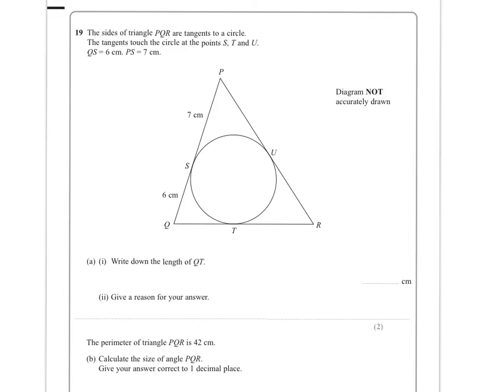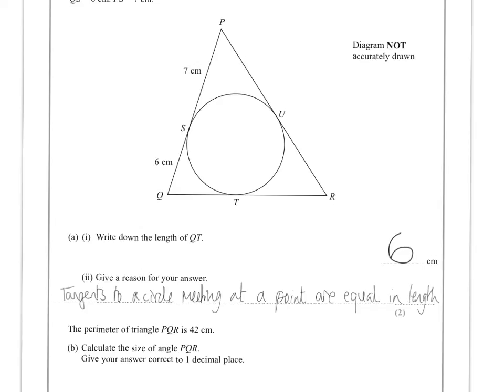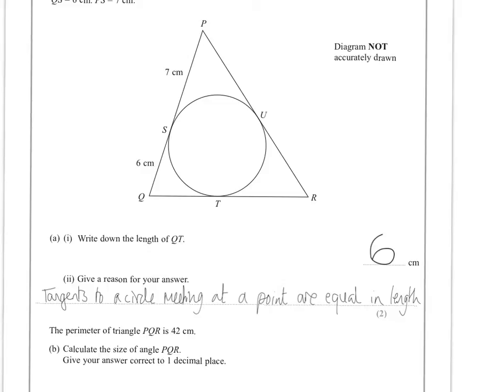Write down the length QT. Well, the length of QT is 6 centimetres, and my reason for that is that tangents to a circle meeting at a point are equal in length. Part B, the perimeter of triangle PQR is 42 centimetres. Calculate the size of angle PQR. Well, we've already said the length QT is 6, equally by the same reasoning, the length PQ is 7. Now we don't know the lengths UR or TR, but we do know that they're the same length.